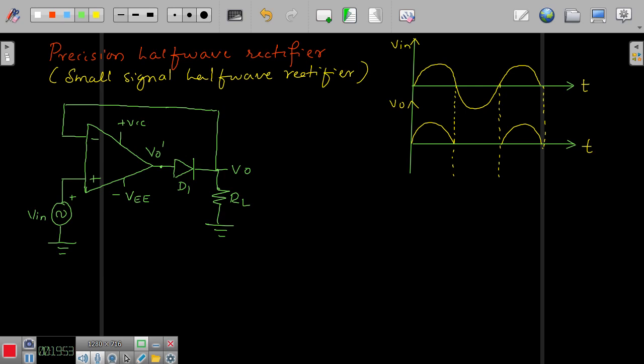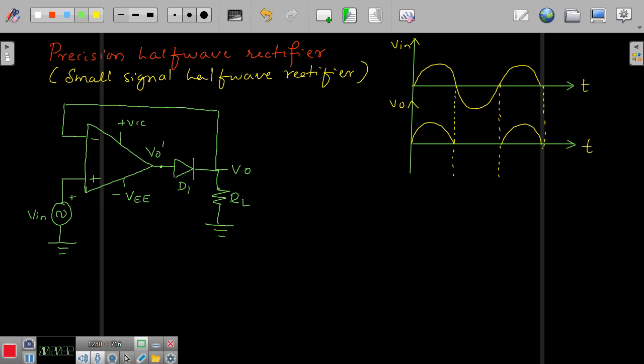You remove the diode, put a short circuit. What is this circuit? Very simple. Operational amplifier voltage follower, right? In case of the diode remaining absent here, you would have got the function of a voltage follower, because the input is connected to the non-inverting terminal, and the feedback is given from the inverting terminal to the output voltage in case the diode is absent, right?